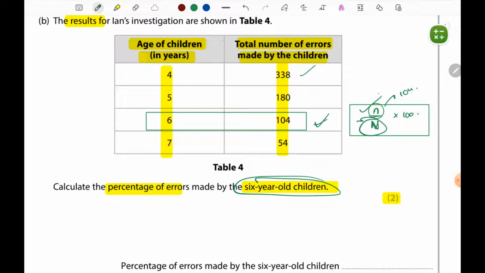Now the question is, what is that grand total or the overall total that we are talking about? Whatever errors 6 years old are making, it's a part of the total errors which are there. So that means we need to add up whatever is there in these 4 rows. All these 4 numbers we have to add up, get a grand total or the capital N which is there. That number we'll have to divide 104 by, and then the result we will multiply by 100 to get the percentage. It's for 2 marks.